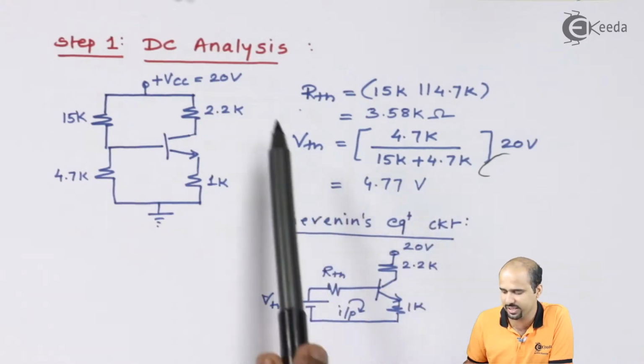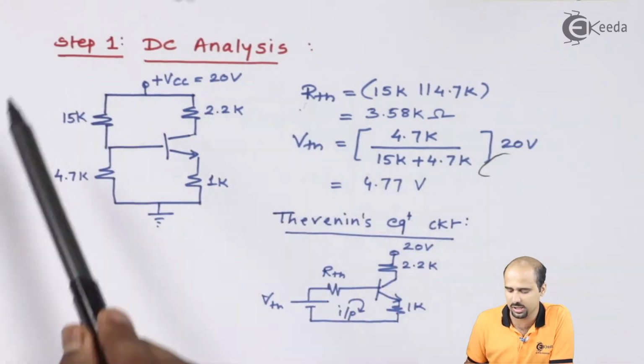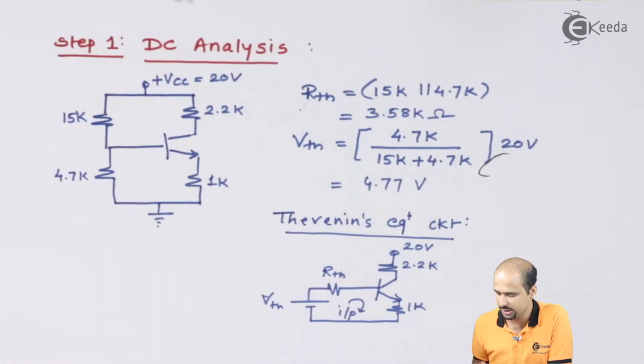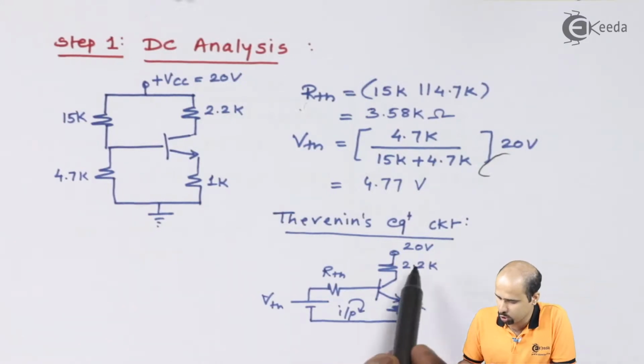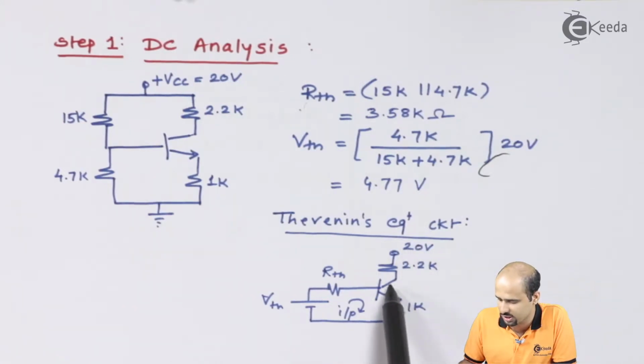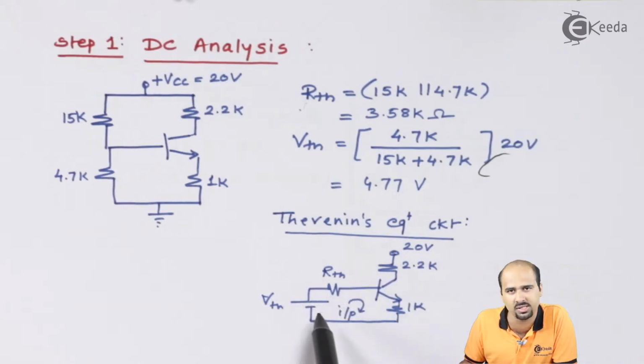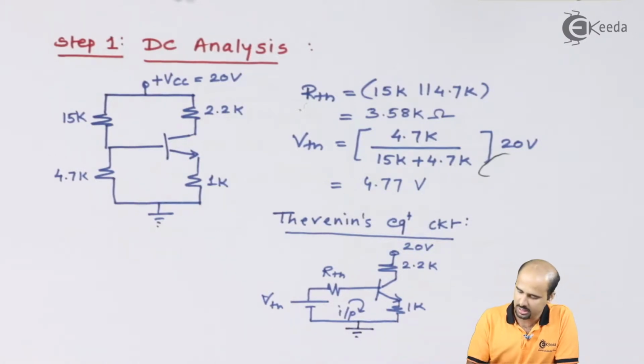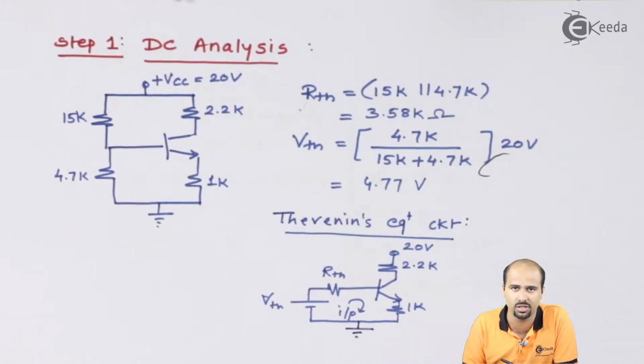So with the values of VTH and RTH, we will convert this complete complex circuit into Thevenin's equivalent circuit, where we can say that this is your 2.2k, this is 20k, this is the load I'm attaching with the simplified version of the resistance and voltage in the form of Thevenin's equivalent voltage and Thevenin's equivalent resistance. This emitter is connected to ground, and this forms your equivalent circuit in the form of Thevenin's equivalent circuit for each and every stage of the given numerical.